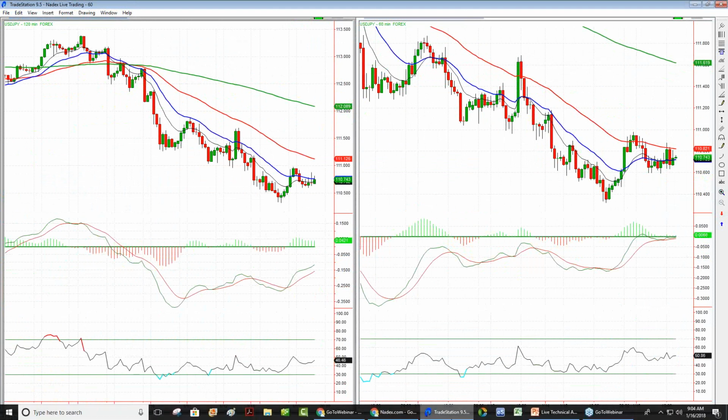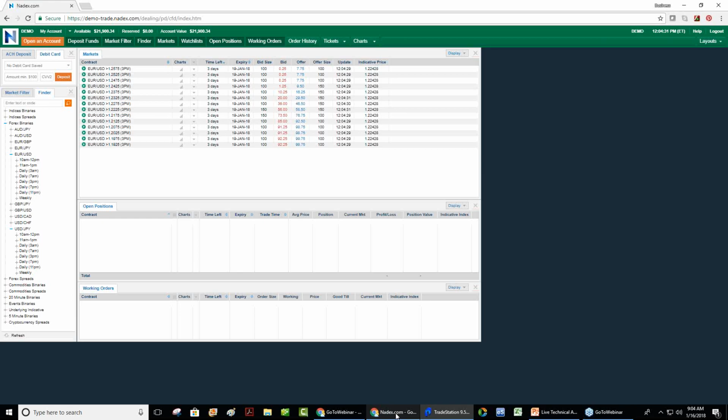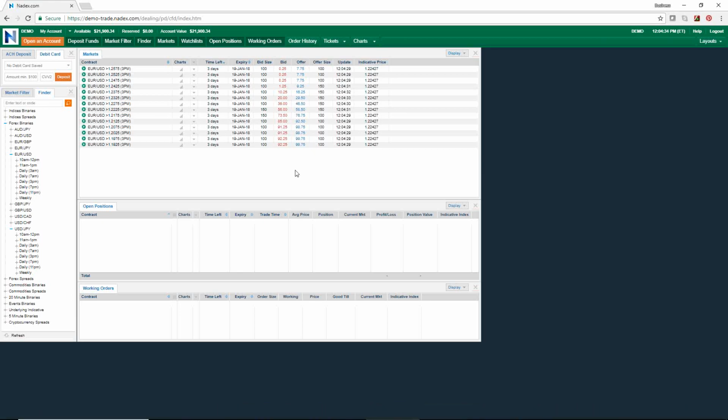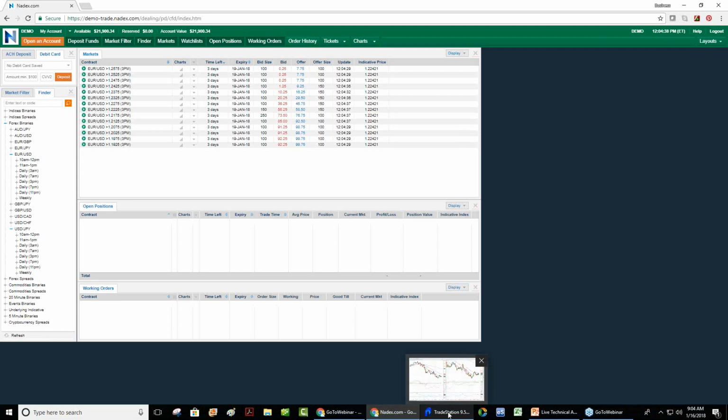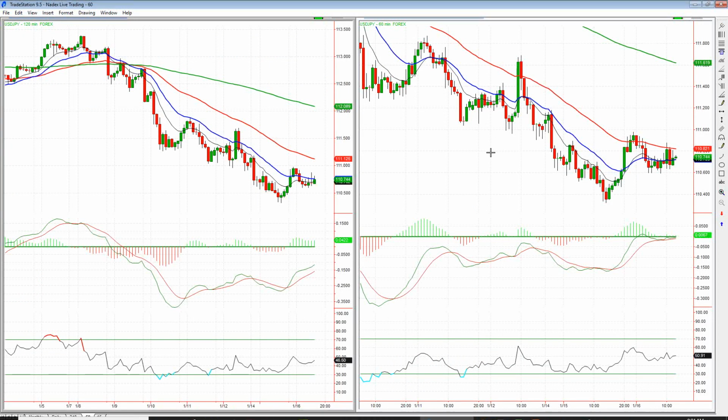And then we've also got the Nadex binaries up right here, so we'll take a look at those relative to the trade setup that we have, and those will really be the 2 platforms.